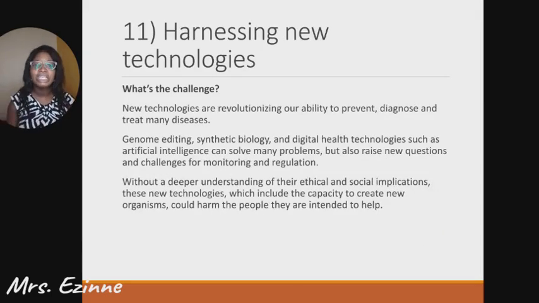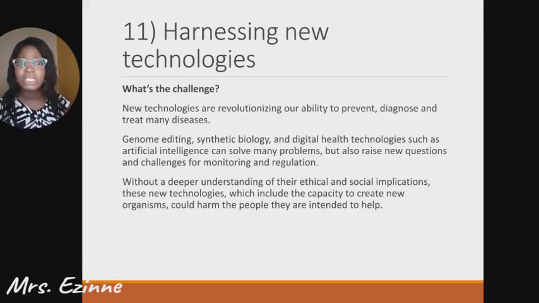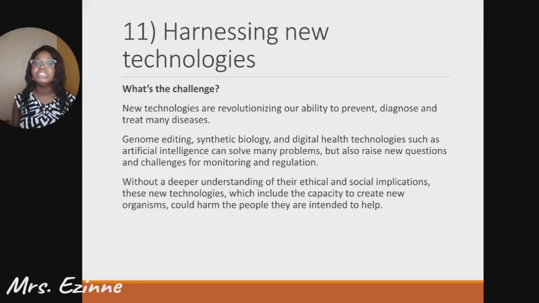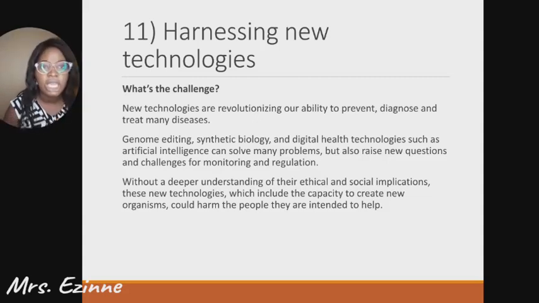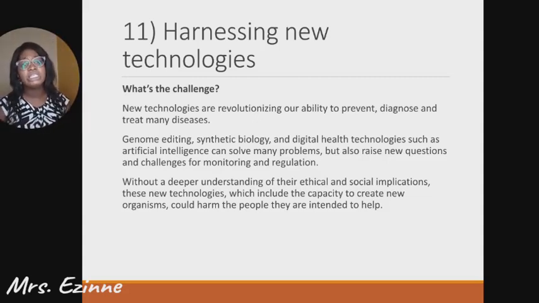So next is harnessing new technologies. New technologies are revolutionizing our ability to prevent, diagnose, and treat many diseases. Okay, so we are moving forward. We have genome editing, synthetic biology, and digital health technology such as AIs, which can solve many problems, but also raise new questions and challenges for monitoring and regulation.